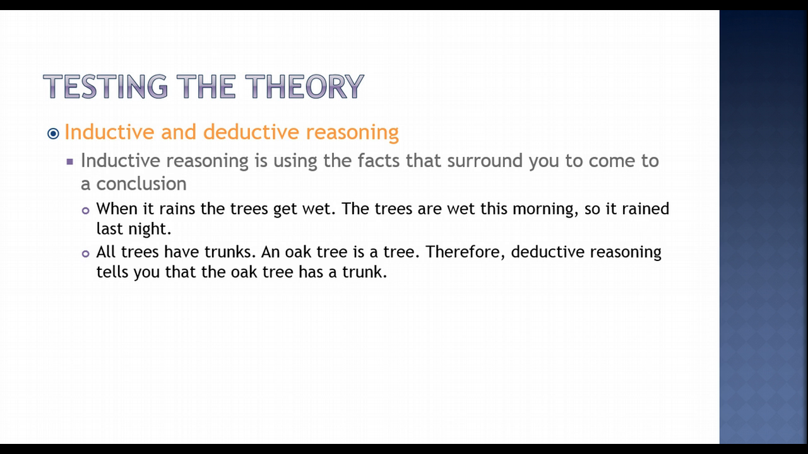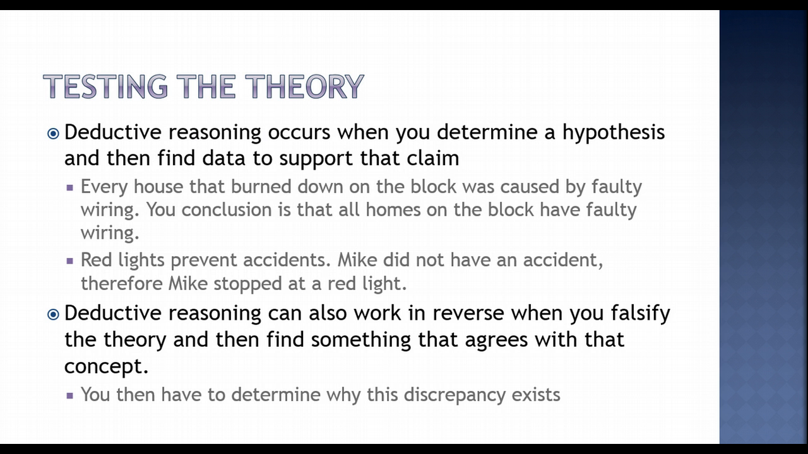All right, deductive reasoning occurs when you determine a hypothesis and then find data to support that claim. Every house that burned down on the block was caused by faulty wiring. Your conclusion is that all homes on the block have faulty wiring. Now, deductive reasoning is something that you have to be very careful about because it's hard to make a lot of these conclusions. Red lights prevent accidents. Mike did not have an accident, so therefore Mike stopped at a red light. That may not necessarily be true. You could have driven around your neighborhood and not seen a single red light the entire time.